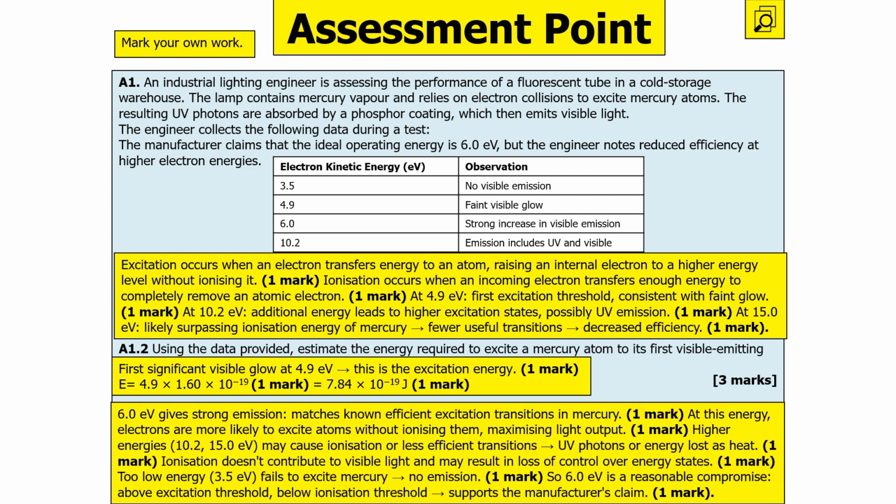Now we know that 6 eV gives strong emission, and this matches the known efficient excitation transitions in mercury. Now at this energy, electrons are more likely to excite atoms without ionizing them, maximizing their light output.